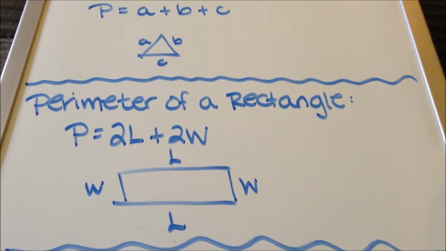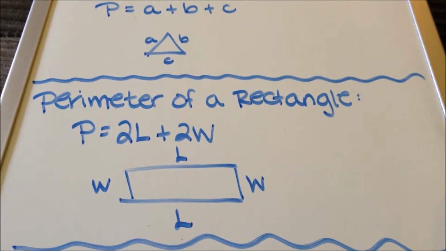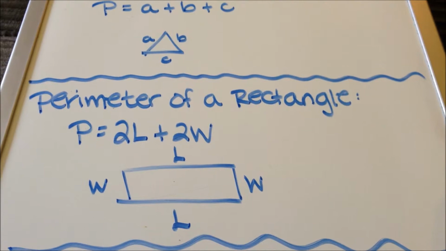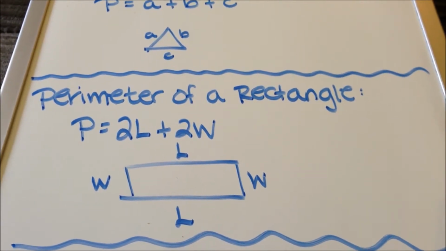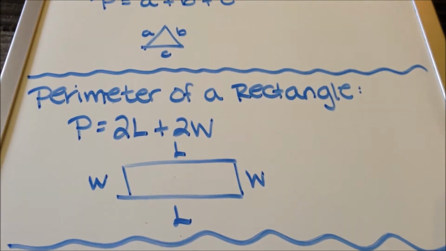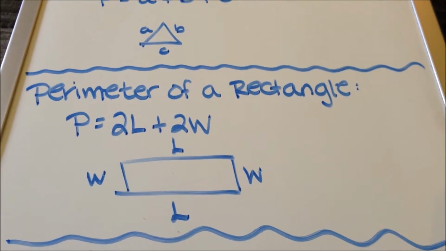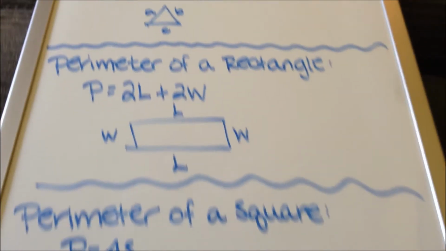In terms of the perimeter of a rectangle, the formula is P equals 2L plus 2W. There are two lengths to a rectangle and there are two widths to a rectangle. So technically the perimeter is L plus W plus L plus W, but you can combine the L's and you can combine the W's. So you end up with 2L plus 2W.